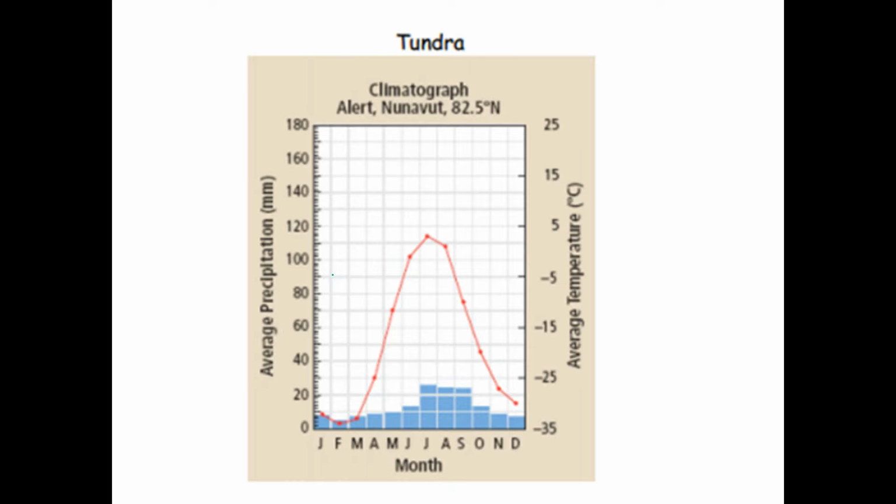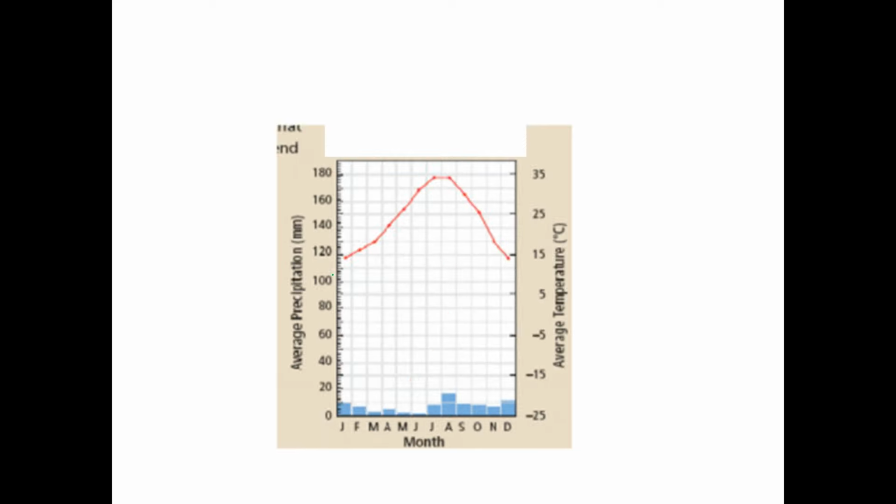It's not very much. It's a very little amount of water compared to even the grassland, which is already not very much. So this is typical tundra. Temperature cold, still varies, but very cold. Very little precipitation. All right, another challenge for you.